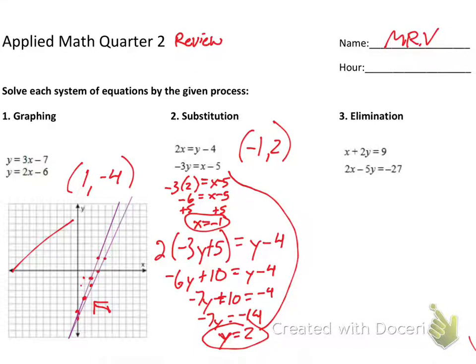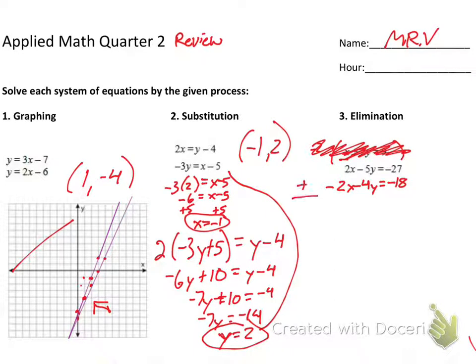For the third one, if none of them cross out, you need to multiply one or both of the lines to get the numbers to cross out. I see this is just a single x. So if I multiply this by a negative 2, I will get negative 2x and then minus 4y is equal to negative 18. So then I'm done with this top equation because I just manipulated it.